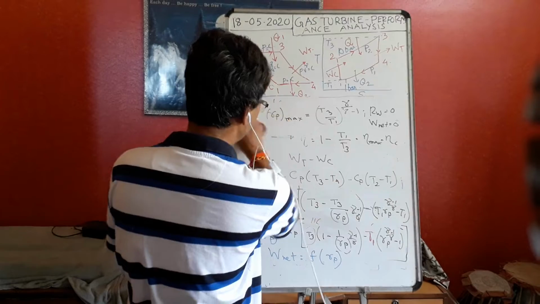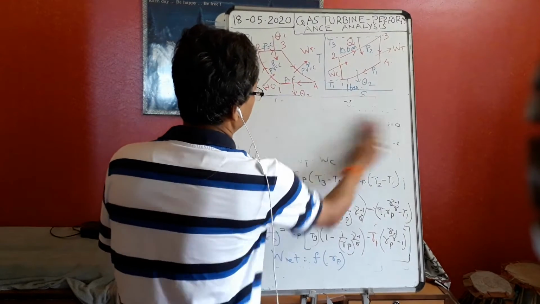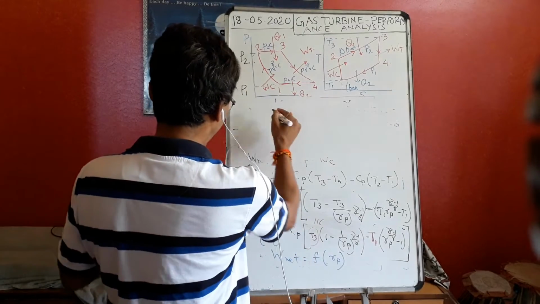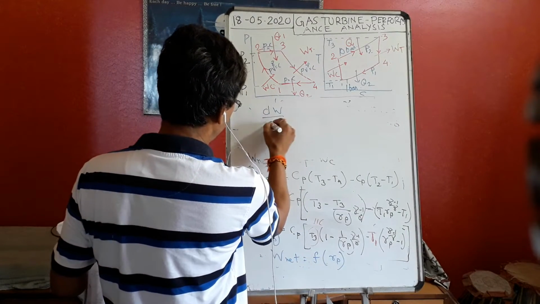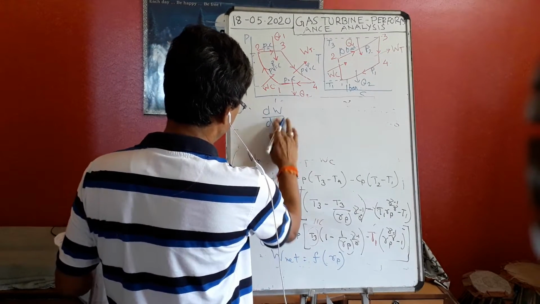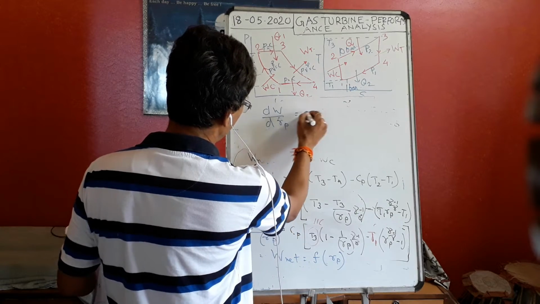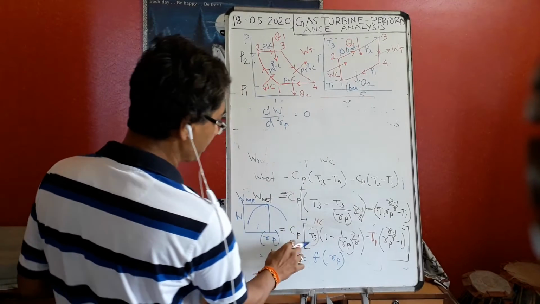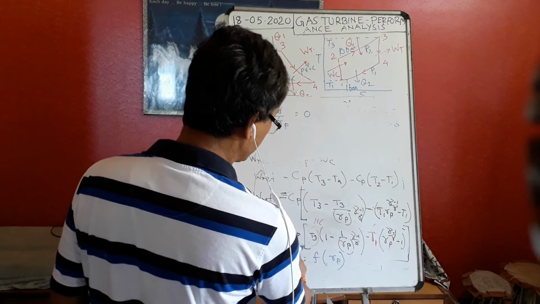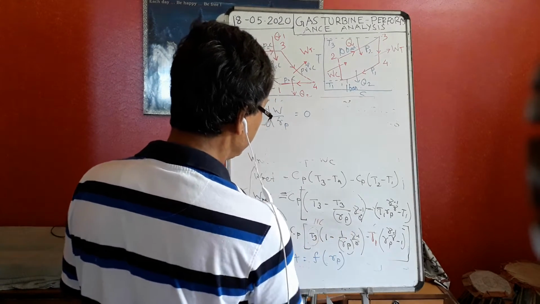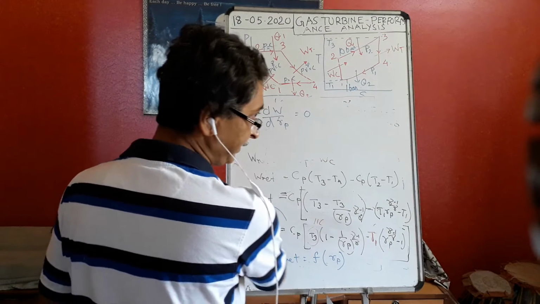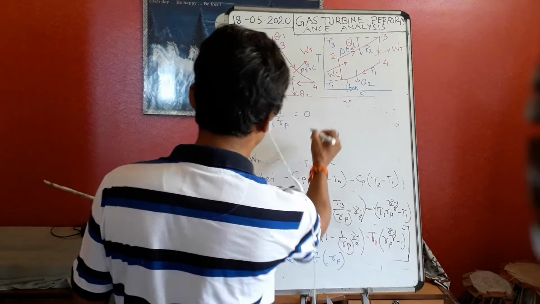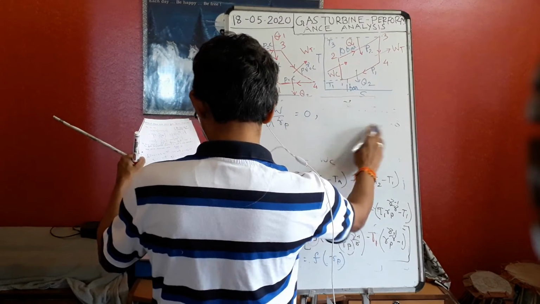The condition is that dW/dRP must be equal to 0, because the slope is 0. So I will differentiate these equations. This differentiation is given in the notes, and I will not simplify the derivations here. If I do the derivations, what will I get?